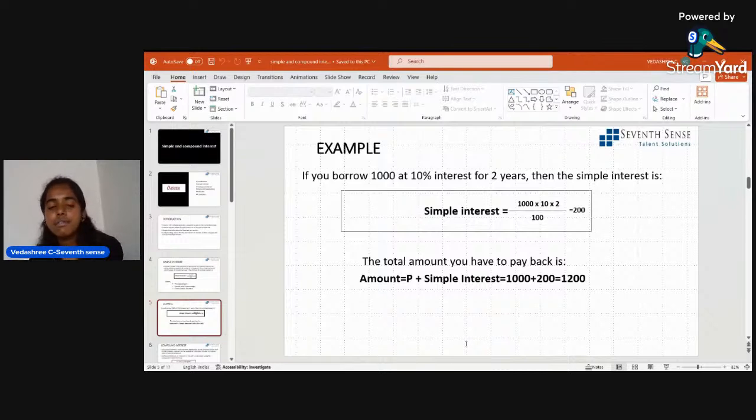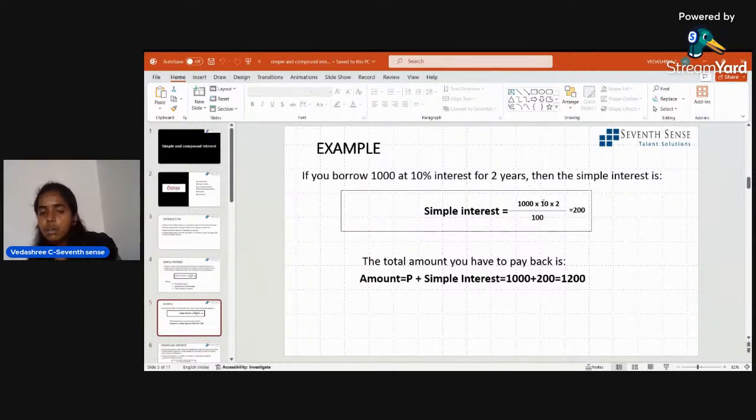Suppose we consider an example: if you borrow 1,000 rupees at 10% interest for 2 years, then what is the simple interest? This is a simple example to understand the formula. 1,000 is the principal amount, into 10 percent, which is the interest rate, into N, the time duration in years.